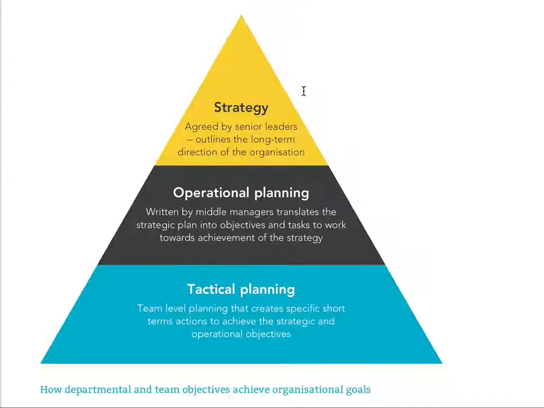So a strategy in an organization starts off with agreed senior leaders, outlines the long-term vision. So the strategy is the higher management, which is where you should be aiming to. You know, where you're talking about where do we want to be in 5 years' time? What are the goals of the surgery? What areas do we want to improve in? How are we going to improve our QOF or our customer service?